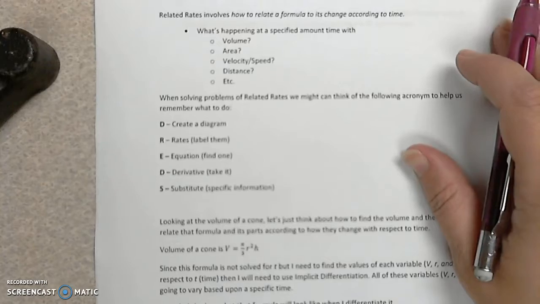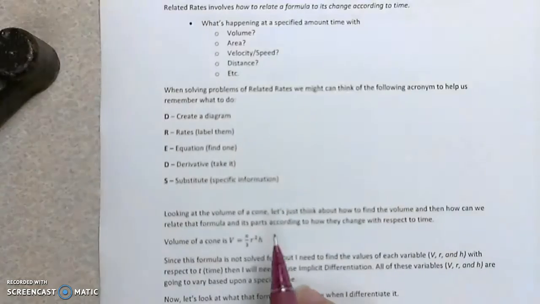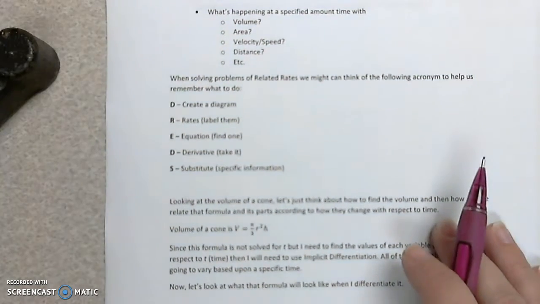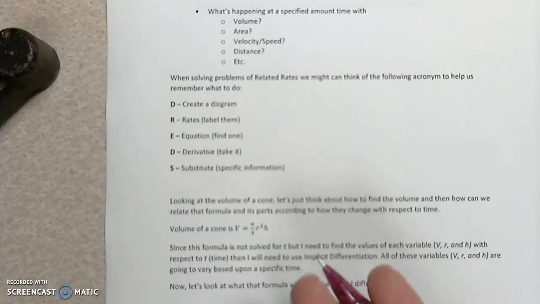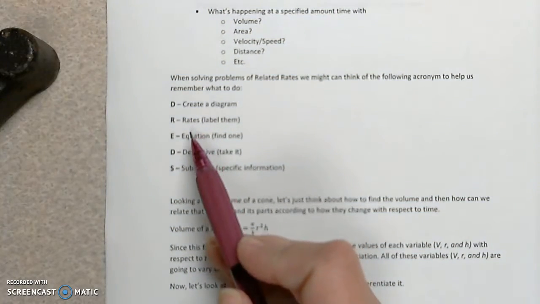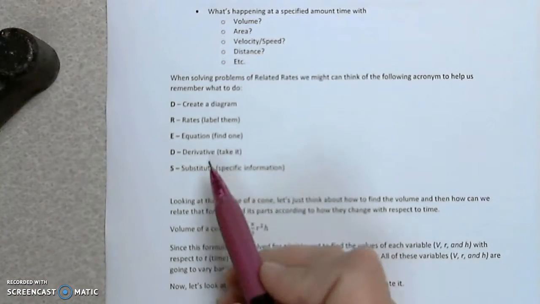When we think about solving related rates, sometimes we can use this acronym to help keep us organized and make sure we have all the information we need. A lot of times you can draw a diagram, some type of picture, to help you see what's going on in the problem. There's going to be some rate that's listed. Make sure you label it and decide what that rate is for.